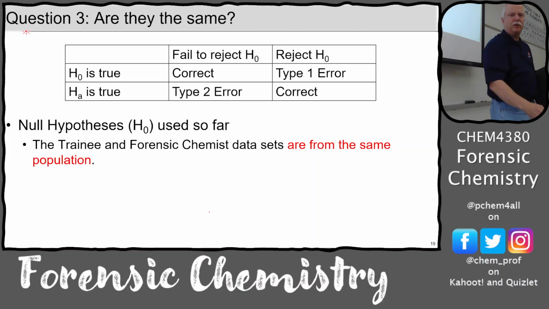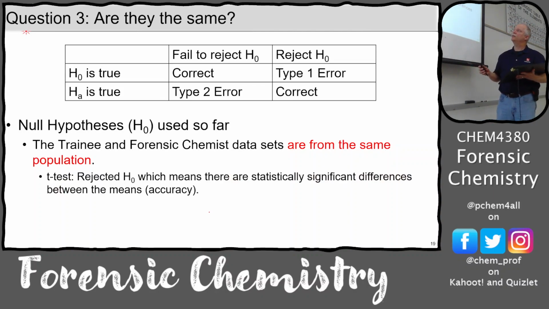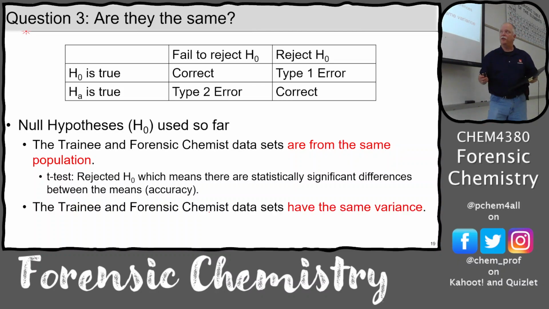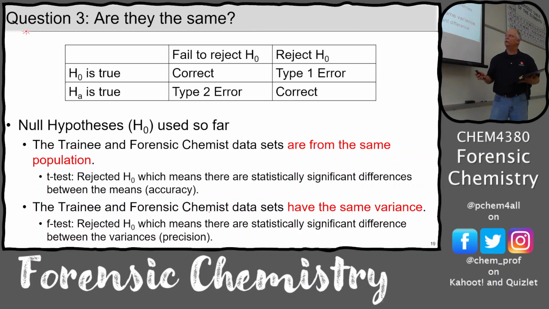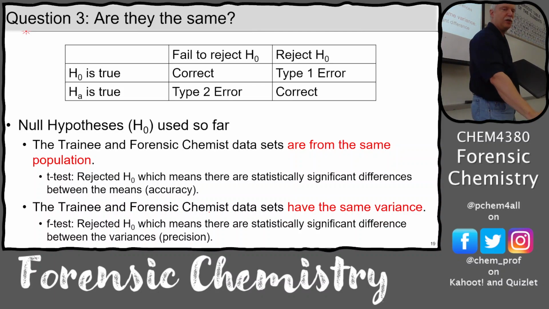So these are the ones we used so far, the trainee and the forensic data sets. This is the null hypothesis. This was rejected by the t-test. So our null hypothesis was rejected because there were statistically significant differences between their means. The null hypothesis that they have the same variance was also rejected because the F-test showed us that they had statistically significantly different variances.